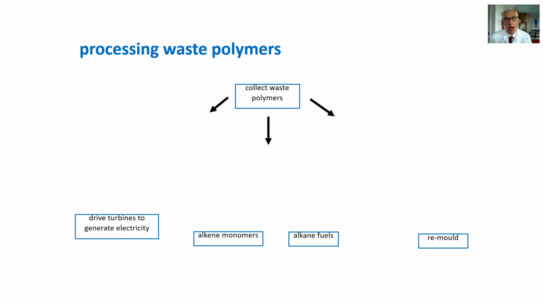So, having collected the waste polymers, how might they end up? What are the steps in moving towards generating electricity? What are the steps to reproducing alkene monomers and alkane fuels? And what are the steps towards remolding? So I'd like you to pause the video and think about the necessary steps between the collection of waste polymers and the generation of electricity.